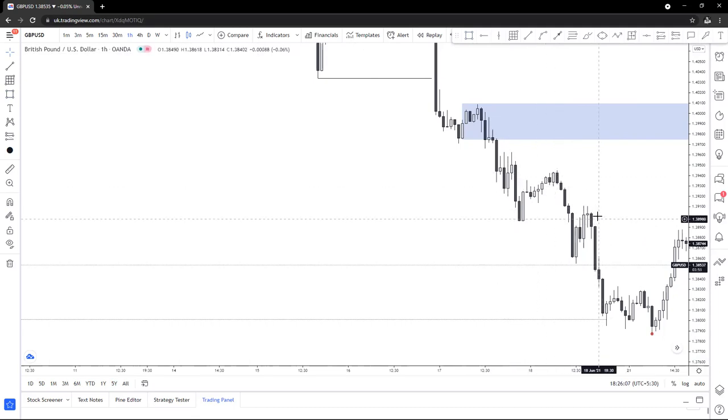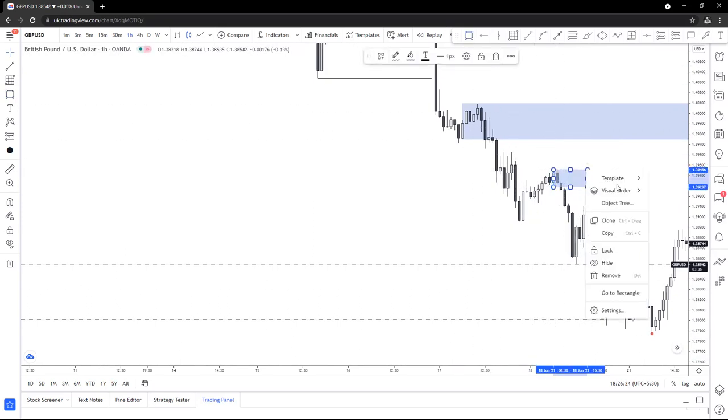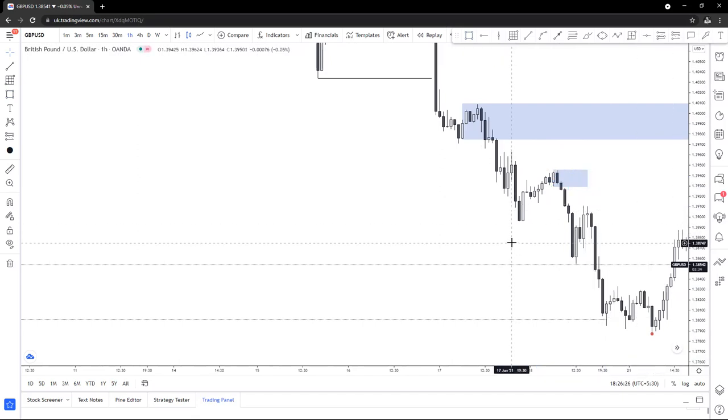And I told you, above every swing high there will be buy stops. Now, you see how this liquidity has been fed into this POI. Liquidity has been fed into this order block. That is what makes it strong.